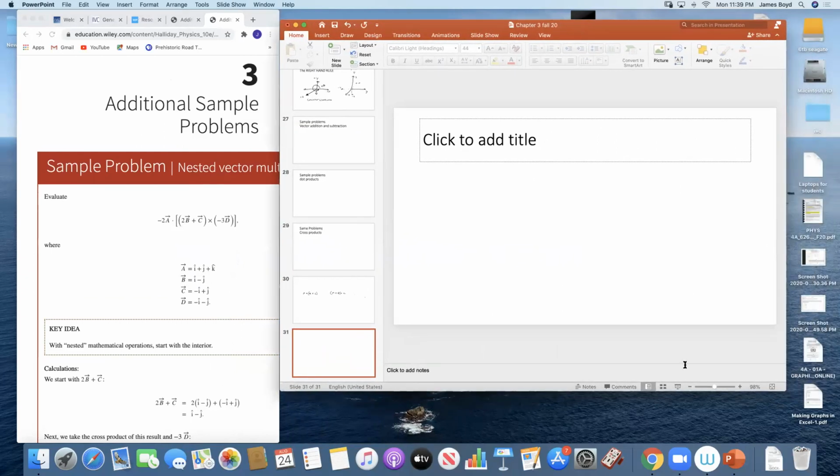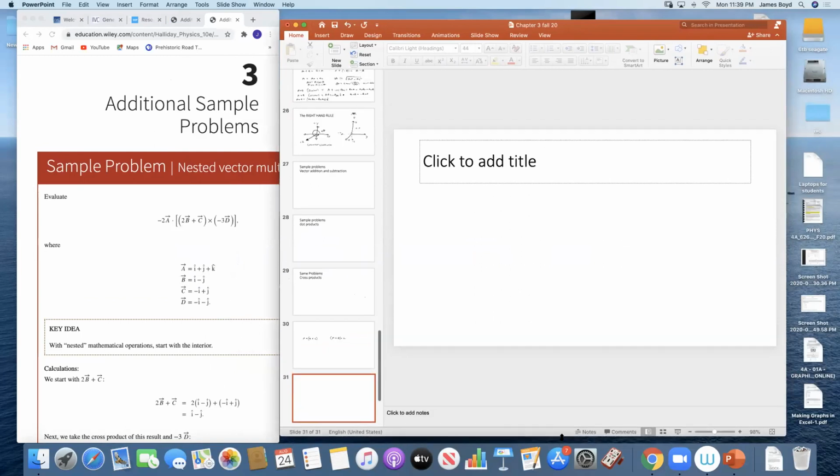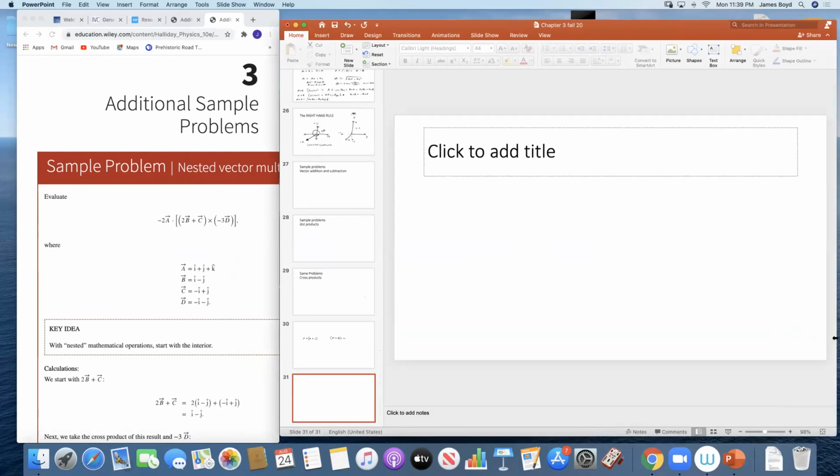All right, and then I'll just write it down. So this thing tells us that we want to do -2 times A dotted with (2 times B plus C crossed with -3D). It's hard to tell, but that's a dot. And right below this, it gives us what all these are. Okay, so let's do this. We'll do the parentheses first.